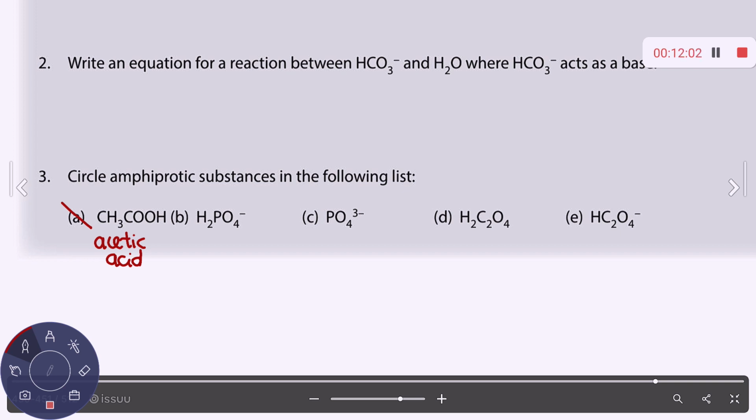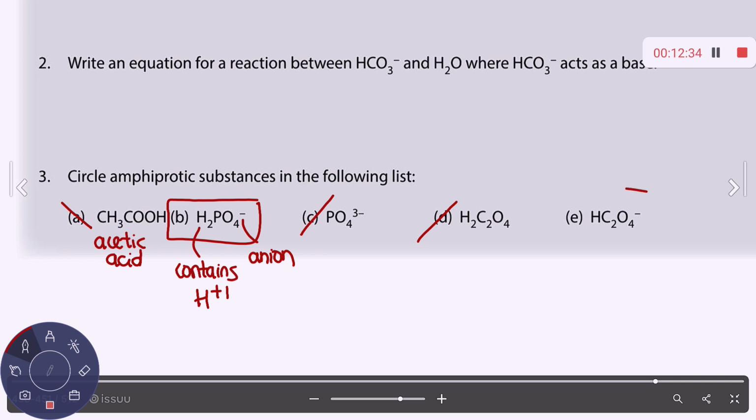The next one. Yes, absolutely, because isn't this an anion? It has a negative charge, and it contains a hydrogen. How about C? Anion that contains what? A hydrogen. Does that contain a hydrogen? No. No, it's out. D? No, it's neutral. It's not water. It's out. E? Yes. Absolutely. Anion contains a hydrogen. We're done. Your homework is open.